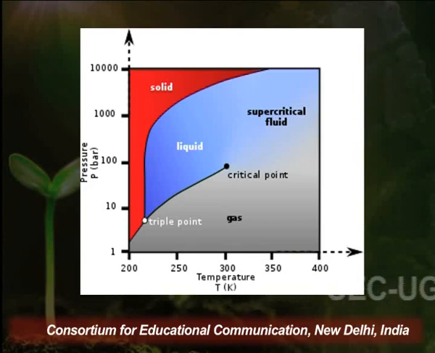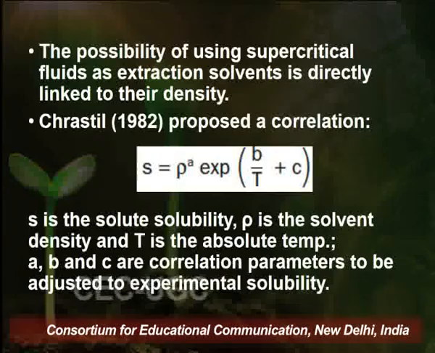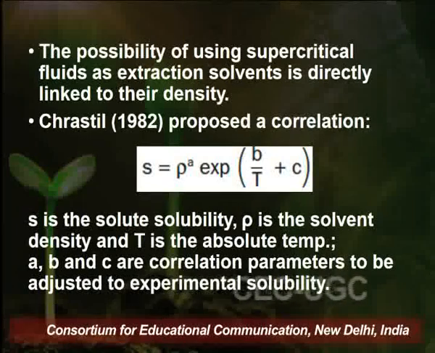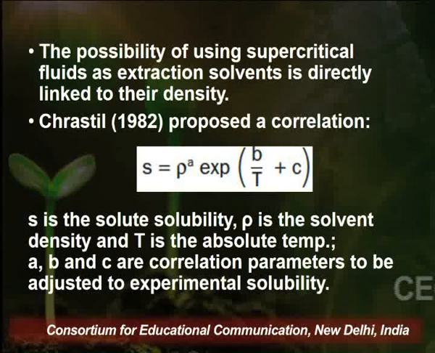And if we talk about properties, then obviously the major one is density. So we can clearly say that the possibility of a solvent to be used as a supercritical fluid will largely depend upon its density, and density will also govern the solubilizing power, or the solubility of the solute in that particular solvent. And this correlation of the solubility of the solute with respect to the density of the solvent was very well explained by Chrastil in 1982 by the equation which you can see on your screens.